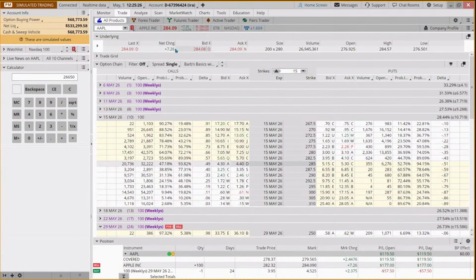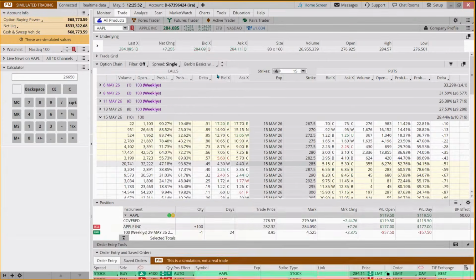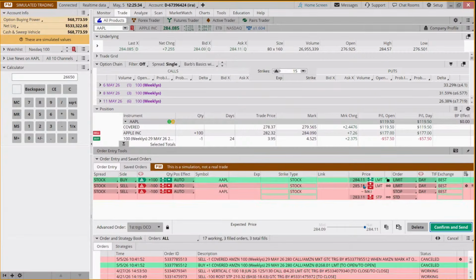So we're going to come to our trade tab. We're going to right click. We are going to buy custom with an OCO bracket. So we're putting in a target here of 310. Well, let's make it 307. And our exit is going to be 266.75.